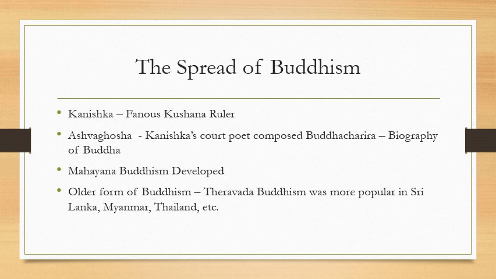What we talk about is the spread of Buddhism. Kanishka was the most famous Kushana ruler. Ashwaghosa, who was Kanishka's court poet, composed a biography of Buddha, which was known as the Buddha Charita. He and other Buddhist scholars began writing in Sanskrit. At this time, a new form of Buddhism known as Mahayana Buddhism had developed. This had two distinct features.